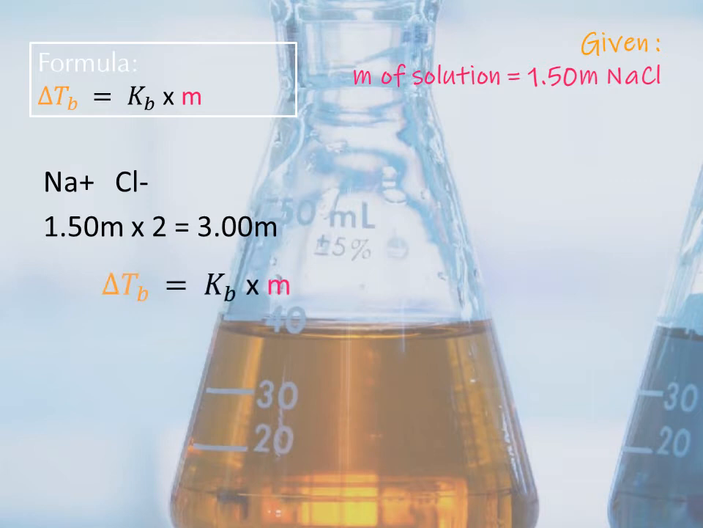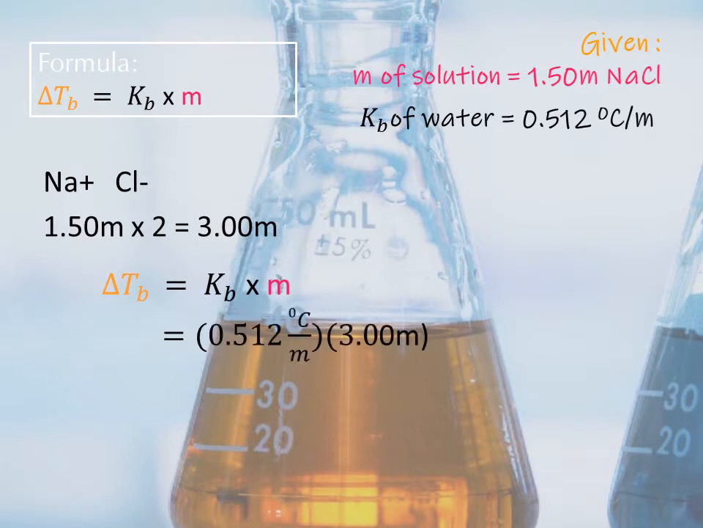Now we can just simply input the values, because the molal boiling point elevation constant of water is equal to 0.512 degrees Celsius per molal. Now inputting it, we can cancel the molal. Now we have the change in boiling point elevation, which is 1.54 degrees Celsius.